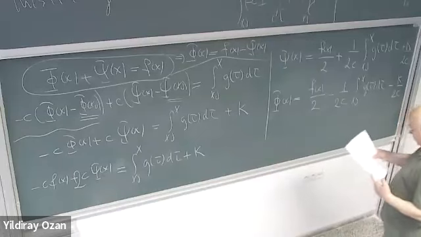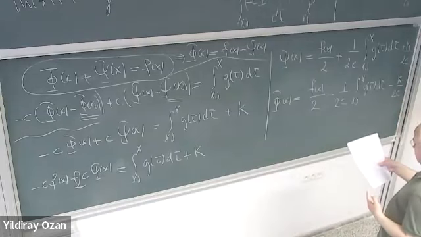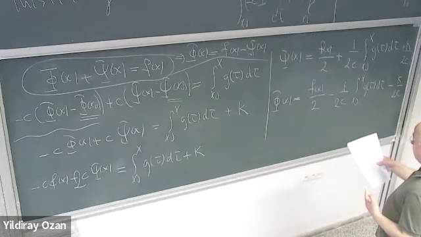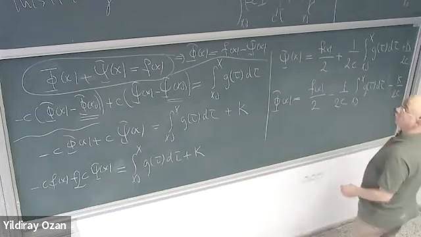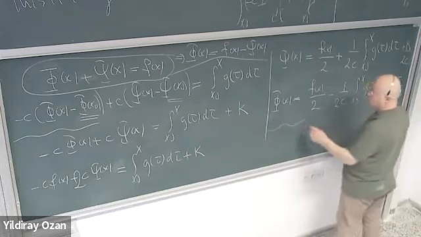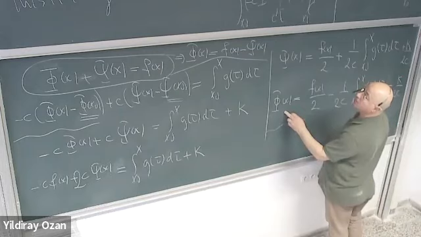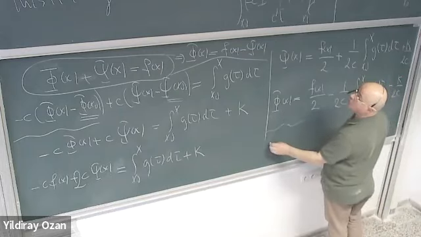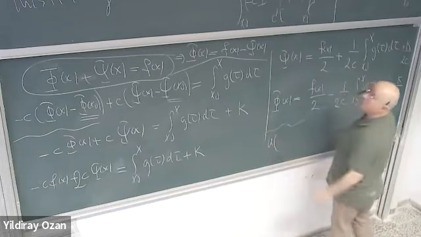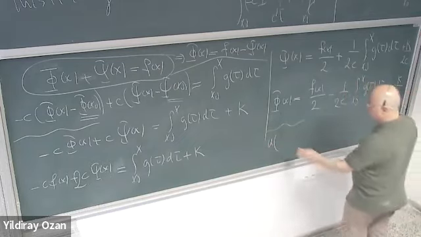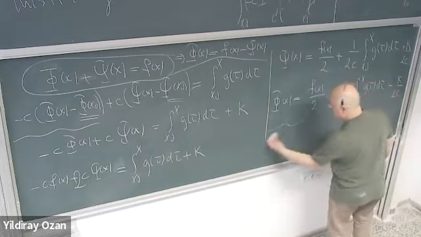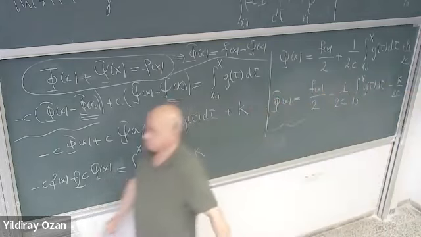Peki ondan sonra da şöyle bir üçkağıt var. So our solution is what? Our solution is u(x,t) is just, neyse bunu şuraya yazayım.